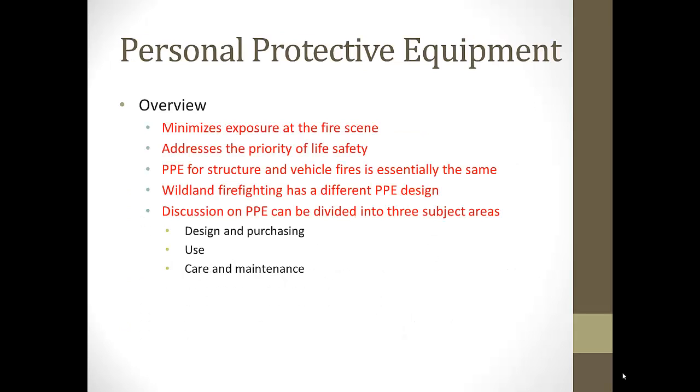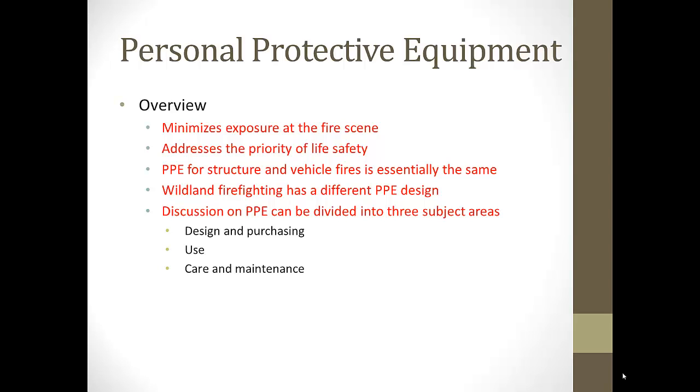So personal protective equipment. This is really important. Firefighters need to make sure that they have all their personal protective equipment. They need to make sure that they can put it on in a reasonable amount of time. Like you should be able to put on all your PPE in under a minute and your breathing apparatus donned and masked up under a minute. If you can't do that, then you're going to have a delay in attacking the fire or rescuing someone.